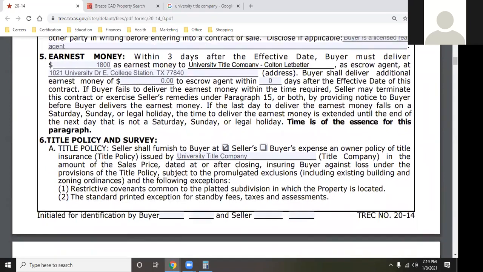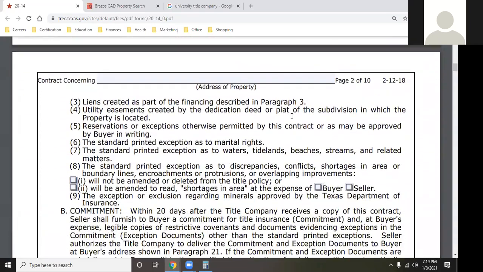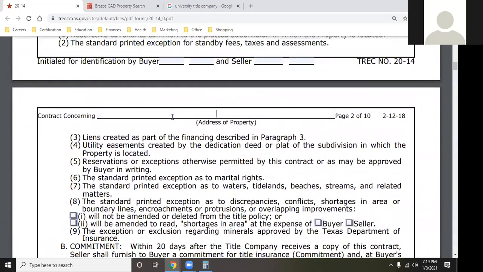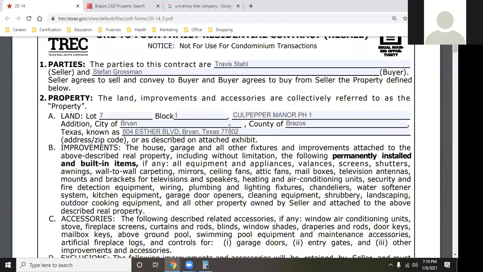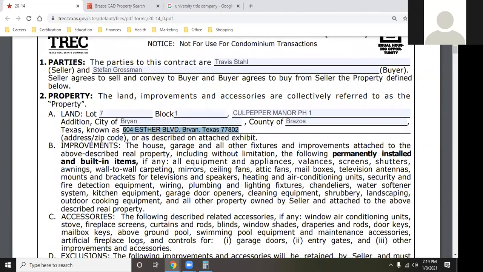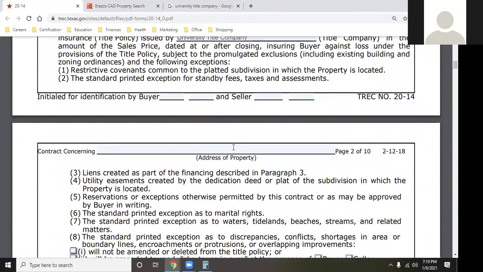Okay, so I scroll on down here. Another thing that a lot of people forget is to fill out the property address up here at the top. You're supposed to copy this and put the property address on each page.